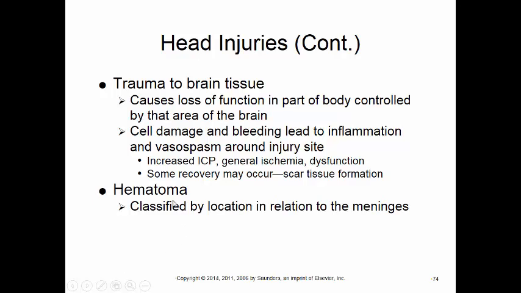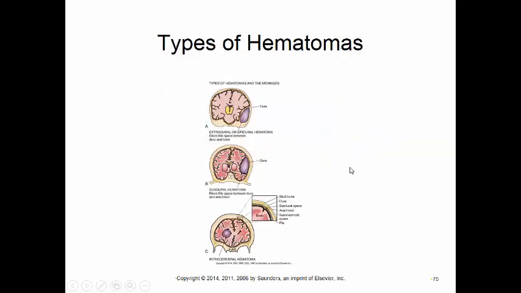A hematoma is going to be a blood clot inside the brain. Its location is going to be described, classified by where it is in between the meninges. So is it subdural? Is it epidural? Is it between the arachnoid, subarachnoid level, or is it going to be in the pia, subpia area? So you can see a couple different examples.